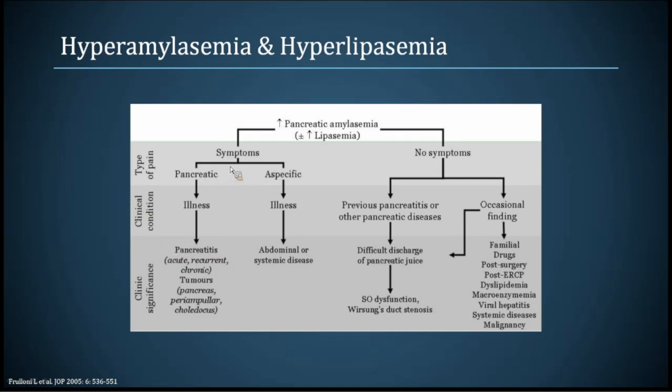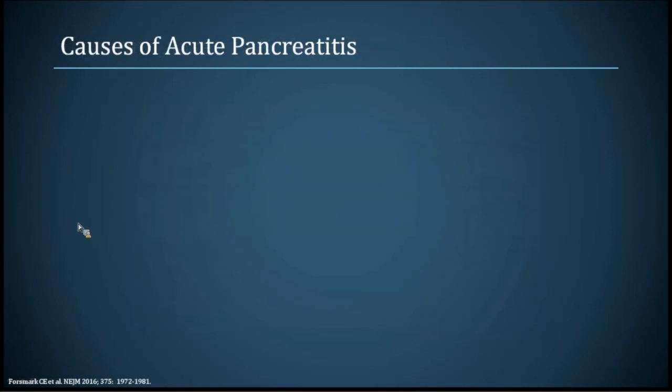And then if a patient has pancreatic type symptoms, and then they have elevated amylase and lipase, then of course you need to think about your pancreatic sources of pain, such as pancreatitis, acute or chronic, pancreatic tumors. So in terms of causes of acute pancreatitis, one could spend a whole other talk just delving into this topic alone.